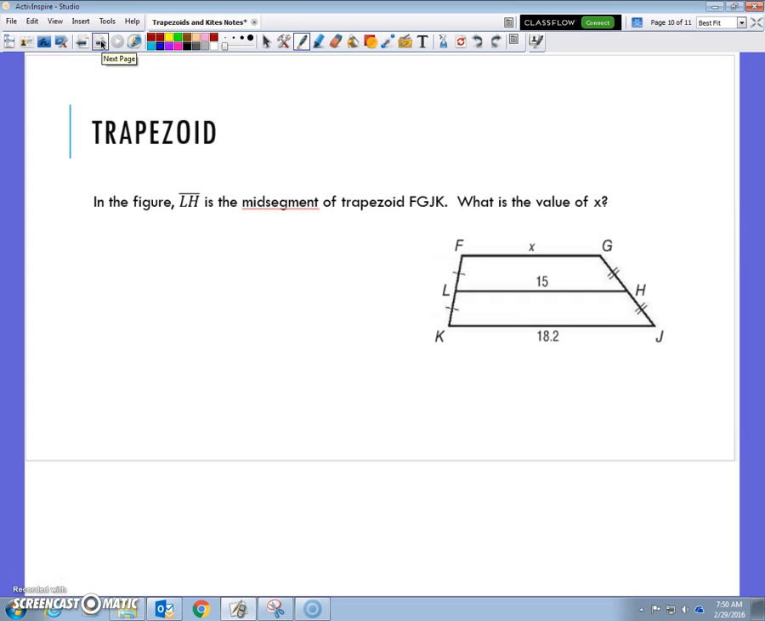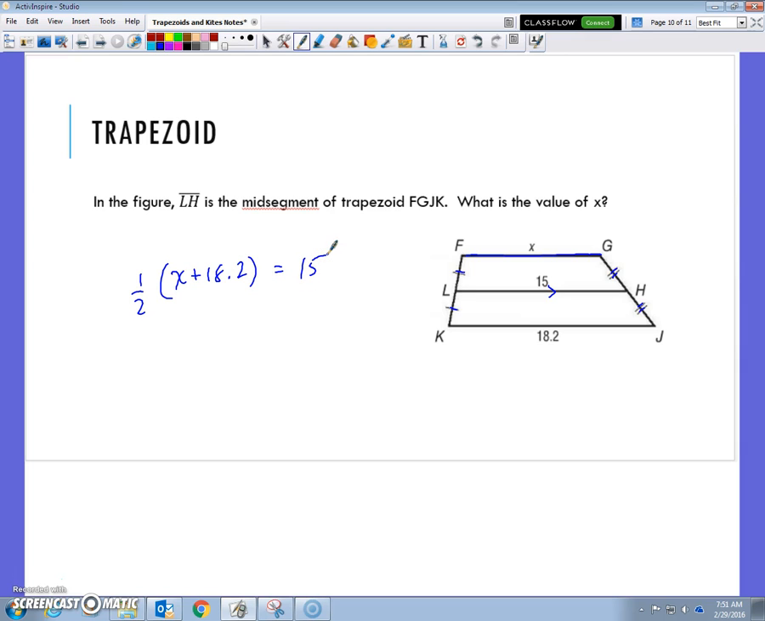It says, in the figure, LH is the midsegment of trapezoid FGK. So it tells me that it's parallel to both of the bases. It tells me that each of these is separated into 2 equal parts. And it also tells me the big one, that if I add the length of each of these bases, x plus 18.2, half of that is equal to 15.